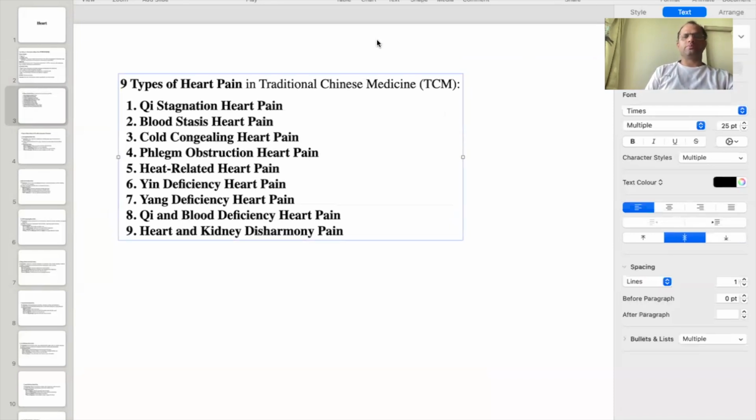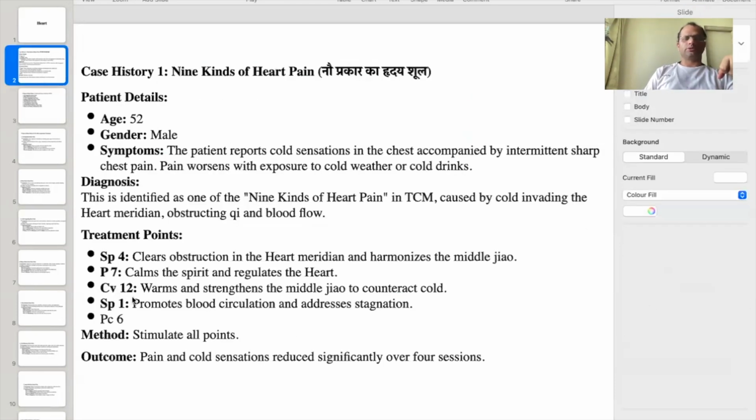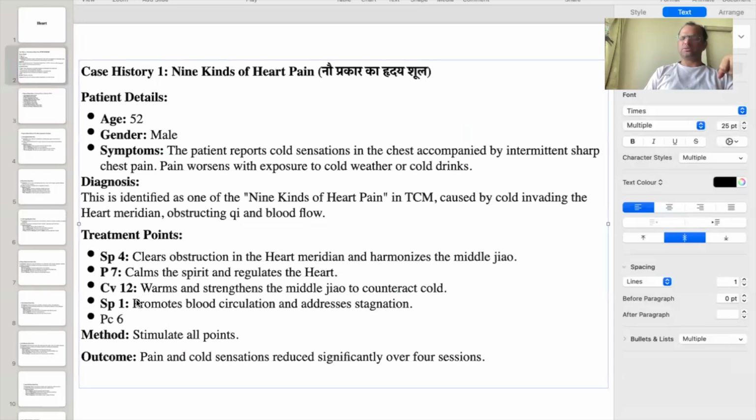and heart-kidney disharmony. In the TCM, we have treatment for all 9 types. We have different treatments. But in the EOV, Spleen 4, Pericardium 6, Pericardium 7, Spleen 1, CV12, with some little changes we have to make. But this is a general protocol for all types of heart pain.